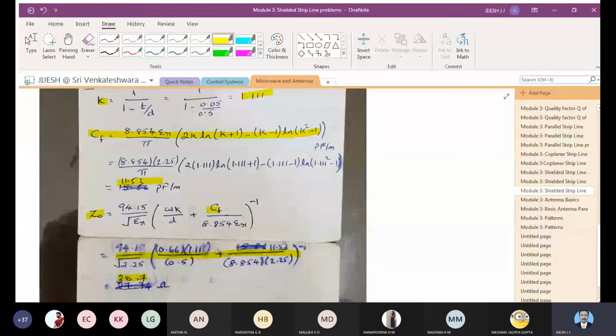All of you complete this problem. So all of you have completed? Okay, complete it, then we will proceed further.